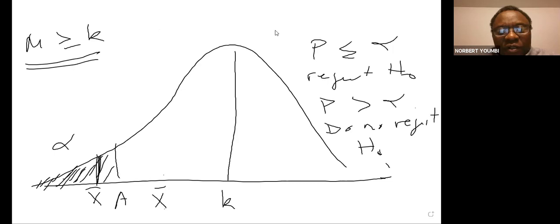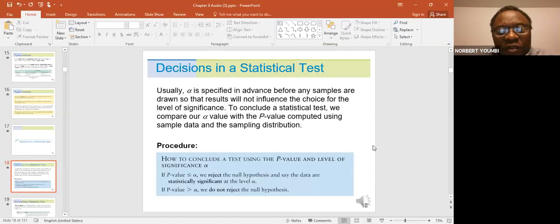So let's go back to the PowerPoint to look at the decision. If P is less than or equal to alpha, we reject the null hypothesis. Otherwise, we do not reject the null hypothesis.